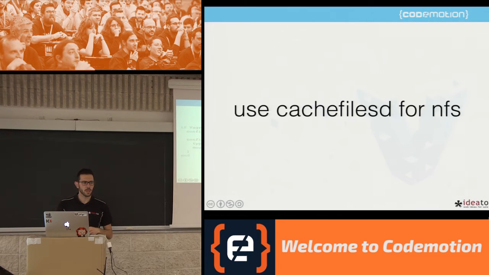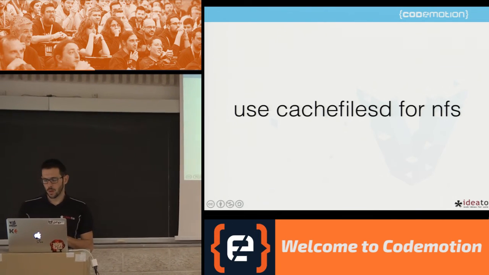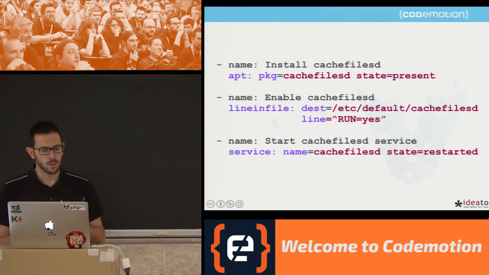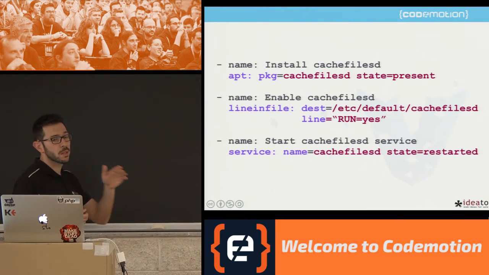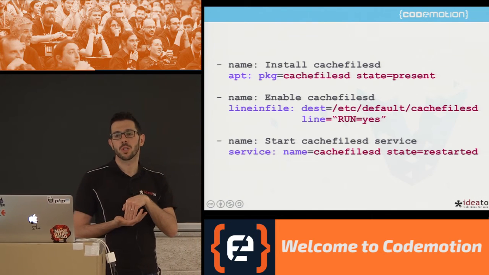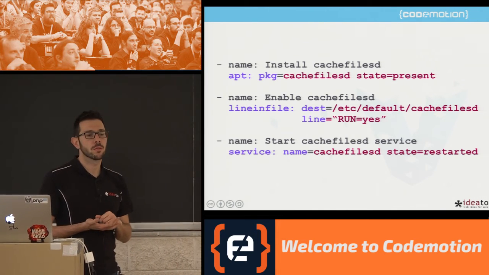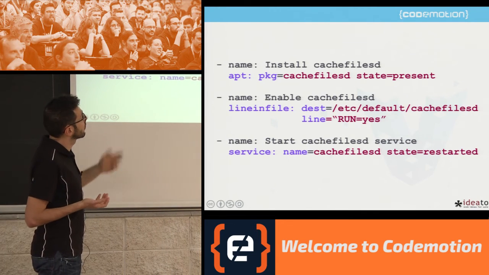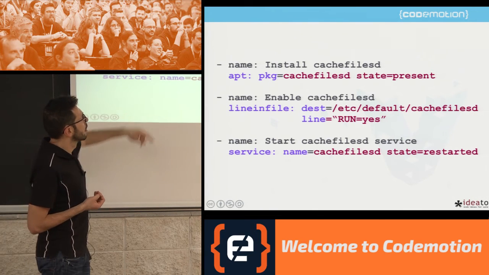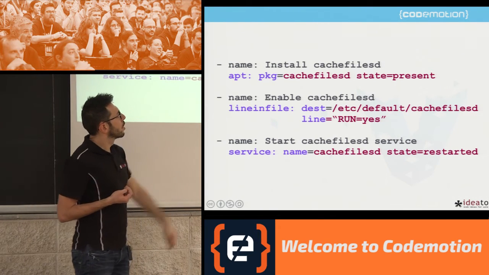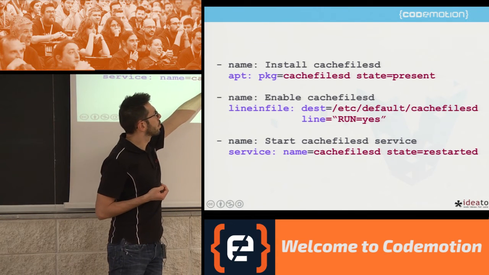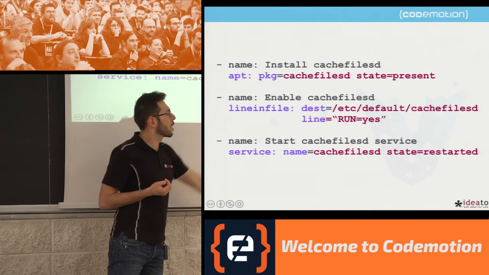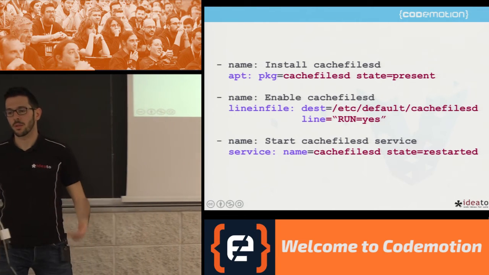Another nice thing we can do to improve the performance is use cachefilesd for NFS. Well, basically using it is pretty straightforward. It maintains a local cache on your virtual machine of the files shared via NFS. And this snippet is with Ansible, but again, it doesn't matter really. You can install this package. You need to activate it by putting run equal yes in this file, and you restart the services, and you're done.